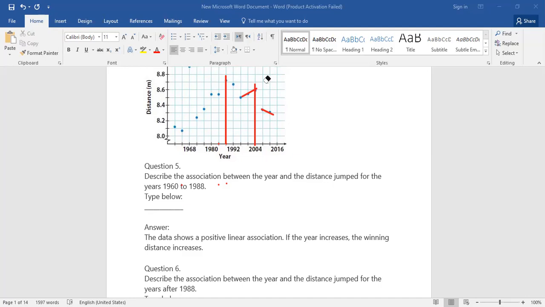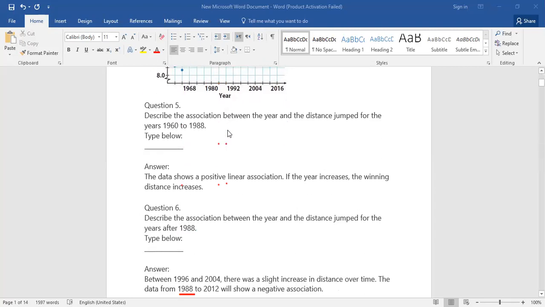So we don't have a single standard association. It increases and then decreases, because he didn't mention where exactly. He said the year and the distance jumped for years after 1988. He didn't give us a specific period to describe. So we can note that there is a period of increase and a period of decrease. Understood this question?